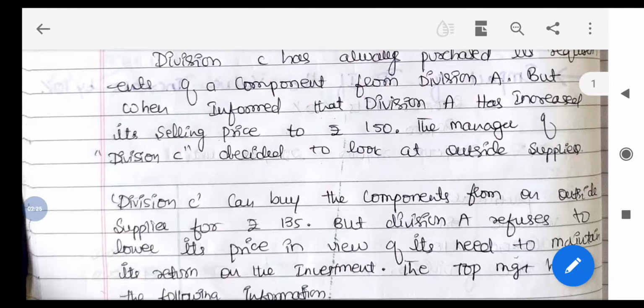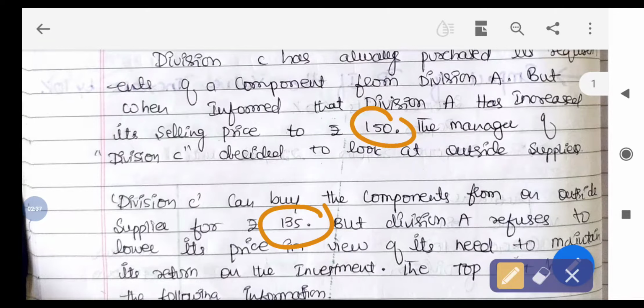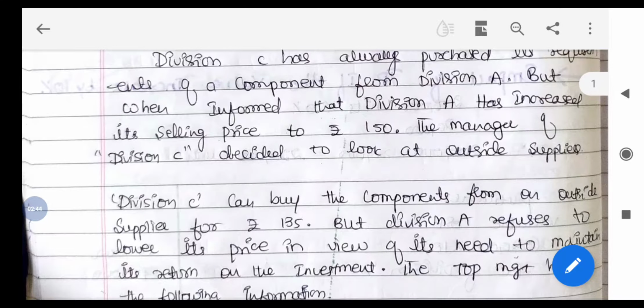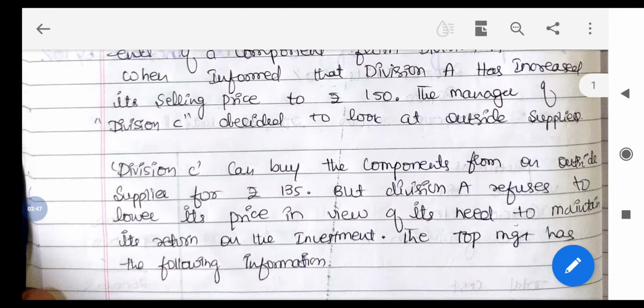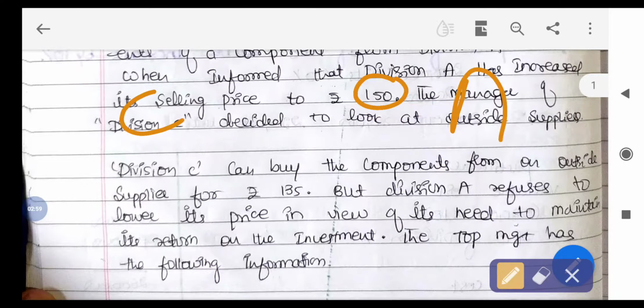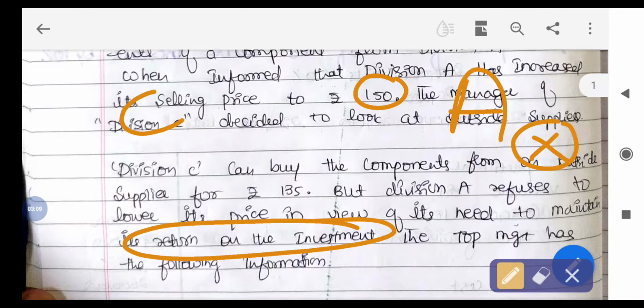So the price charged by division A is 150, but division C is getting the same goods at rupees 135 in the outside market. Division A refuses to lower its prices in view of its need to maintain the return on investment. So when division C negotiated with division A for lowering the prices, division A refused to lower its prices as they want to maintain the return on investment.